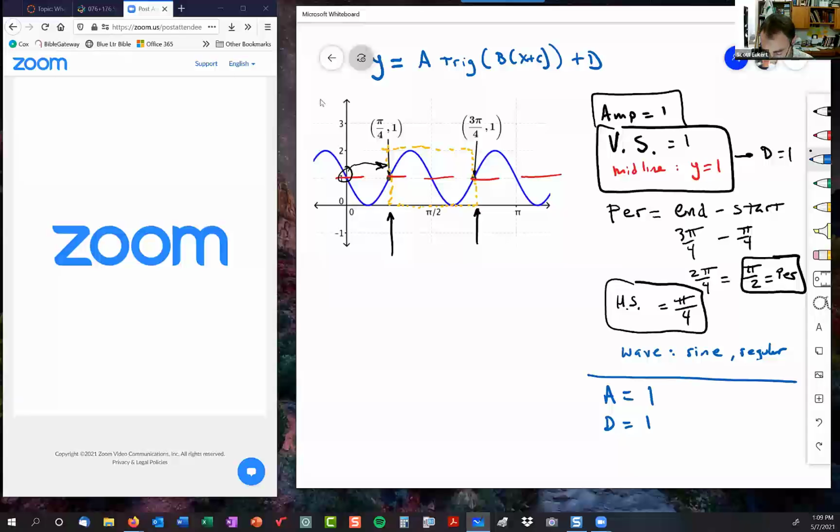Actually, the C number is also pretty direct, but we have to be careful whether we put a plus C or minus C. And we figured out it's a sine. So let's start writing the equation. y equals 1 times sine, plus D. But we know D is 1. So we've got 2 of the 4 already.